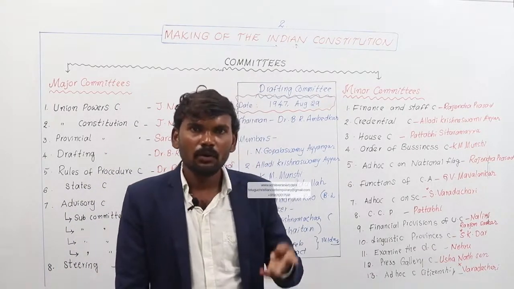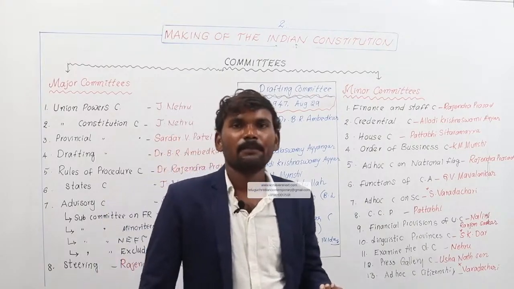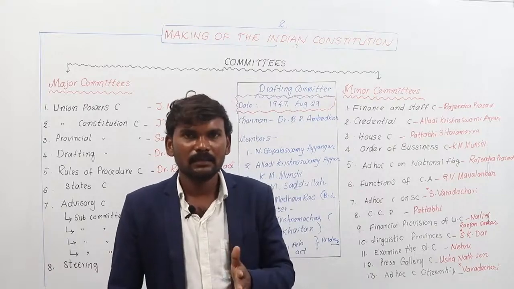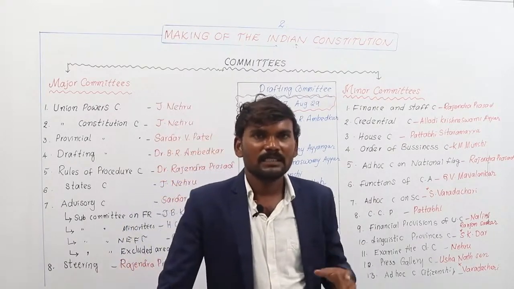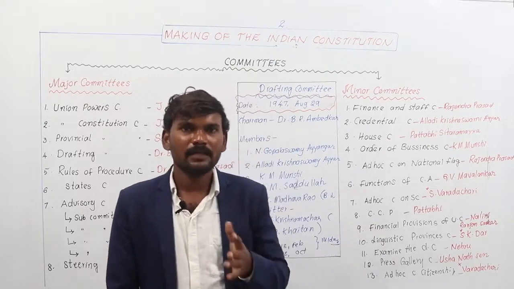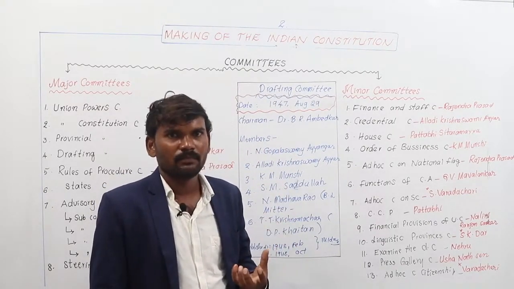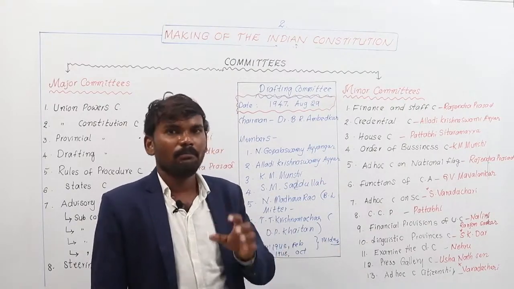Members are Gopalaswamy Iyengar, Alladi Krishna Swamy Iyer, K. M. Munshi, Syed Muhammad Sadullah, Madhavaravu and T.T. Krishnamachari. Madhavaravu replaced B.L. Mittar, who resigned from the committee due to his ill health. And T.T. Krishnamachari replaced D.P. Khaitan, who died due to ill health in 1948. So this drafting committee received many recommendations from all these committees on various issues and finally made a draft.